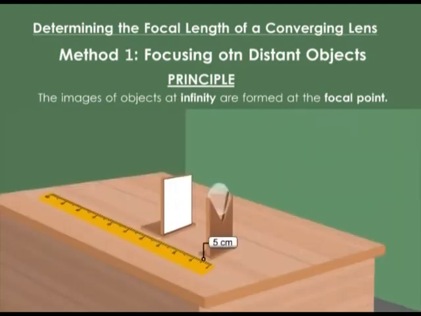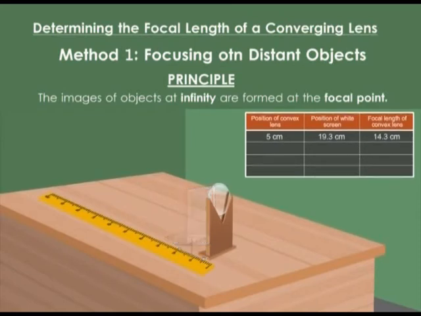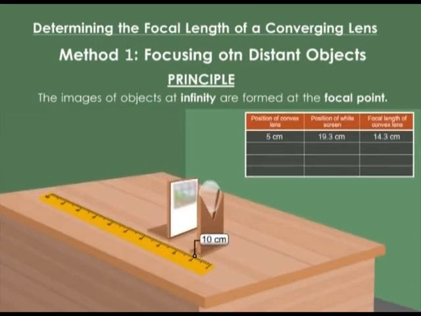Move the screen back and forth until a sharp, inverted and diminished image of the distant object is formed on the screen. The distance between the lens and the screen is the focal length of the lens. You can adjust the positions of the convex lens and the white screen to obtain several values of focal length and calculate the average focal length.